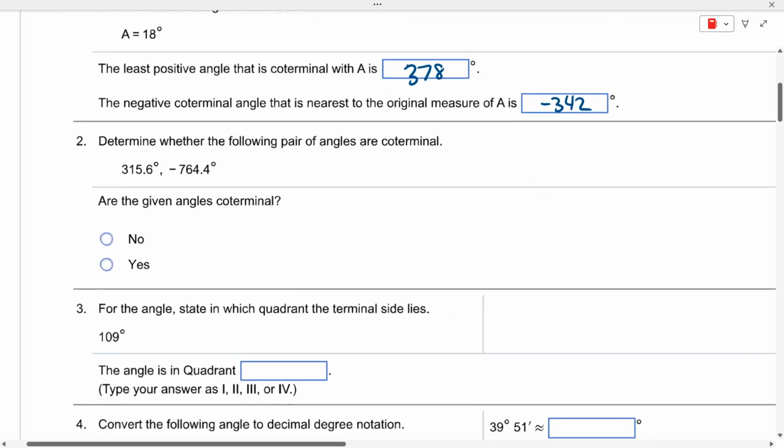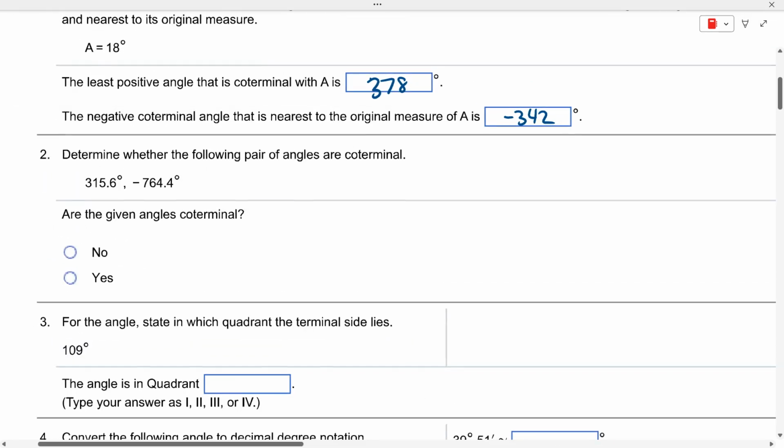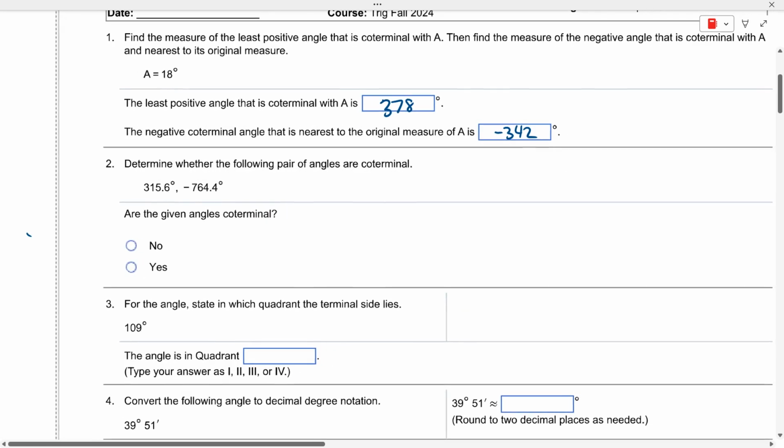Now, are these coterminal angles? Well, we know they're not 360 degrees apart. Okay? So coterminal angles are 360 degrees apart, or 720 degrees apart, or 1080 apart, multiples of 360.